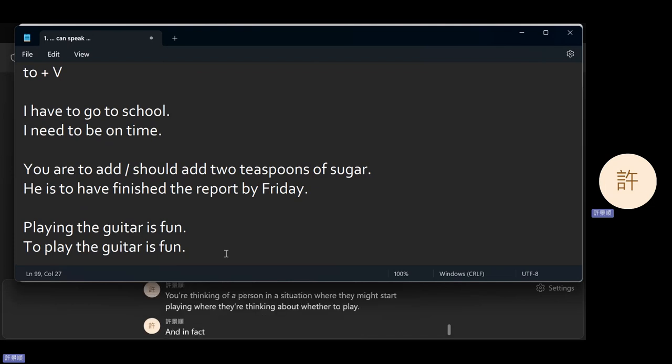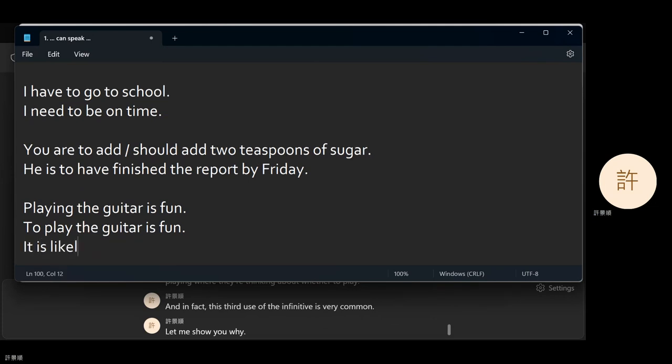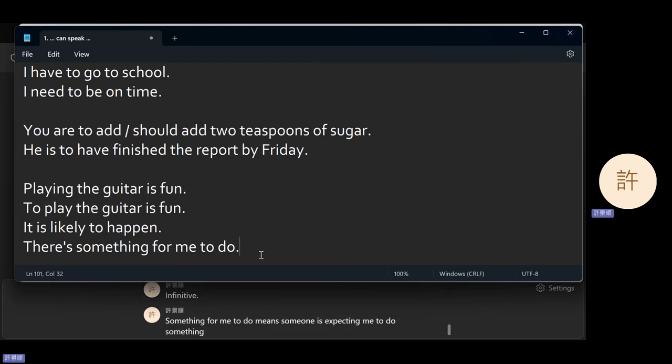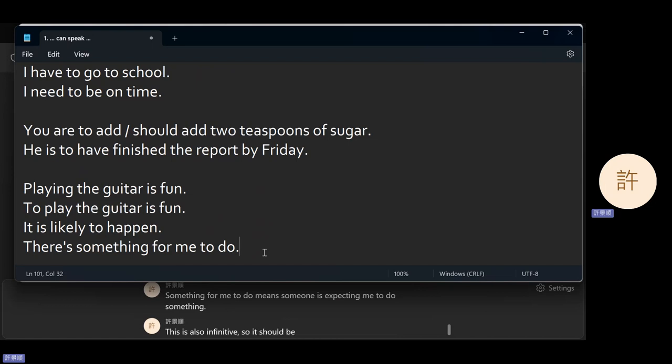And in fact, this third use of the infinitive is very common. Let me show you why. It's likely to happen means we expect it to happen. This is also infinitive. Something for me to do means someone is expecting me to do something. This is also infinitive. So it should be very familiar to you.